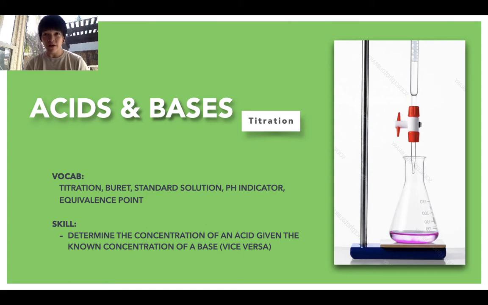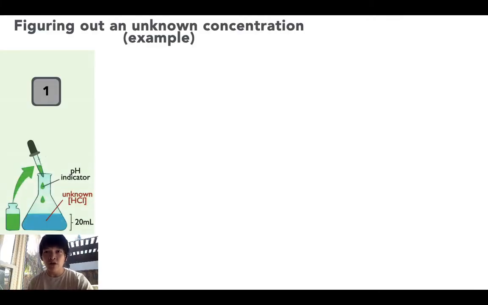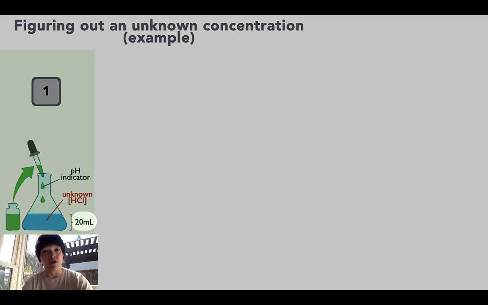In this video, we'll cover acid-base titration and be able to figure out what the concentration of an acid is given the known concentration of a base, vice versa. Let's say we had a solution of hydrochloric acid. We know that there's 20 milliliters of it, but we don't know its concentration, or the molarity.